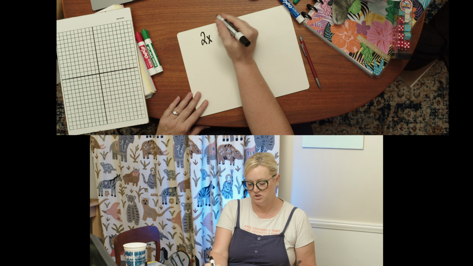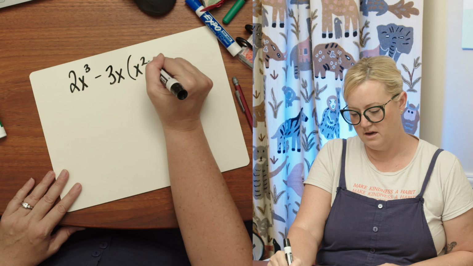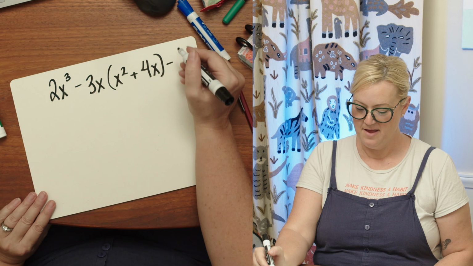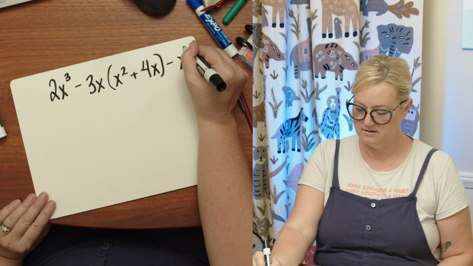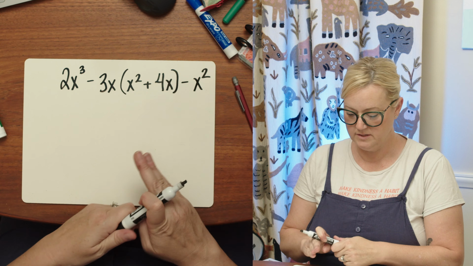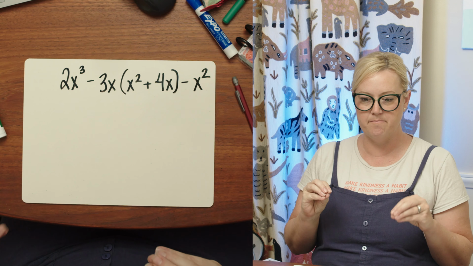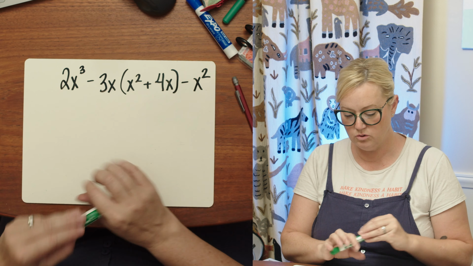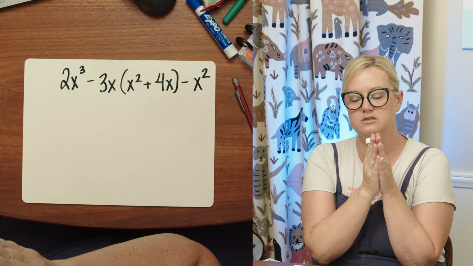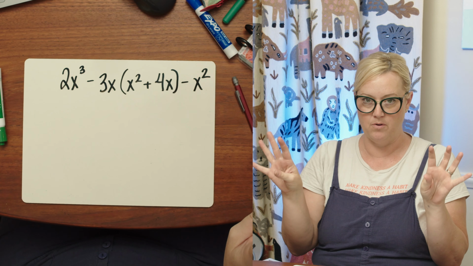If we have 2x cubed minus 3x times x squared plus 4x minus x squared. Okay, this is a polynomial. It's got a lot of different terms. Now, a term is something that's being separated by adding and subtracting. So this 2x cubed is a term. It's joined by multiplication. So multiplication makes a term, but adding and subtracting separates them.